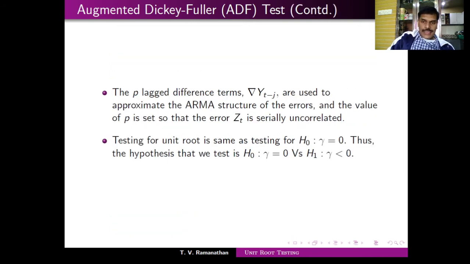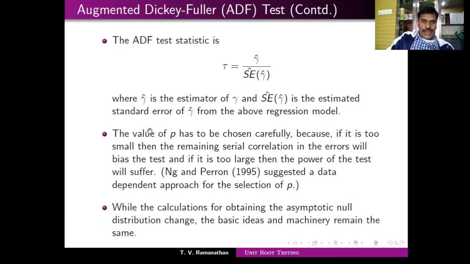The value of P has to be chosen carefully, because if it is too small, the remaining serial correlation will be present in the errors and will bias the test. If it is too large, the power of the test will suffer. The paper by Ng and Perron, 1995, suggested a data-dependent approach for the selection of P. We are not going into the details; if somebody is doing research, they can get into them.